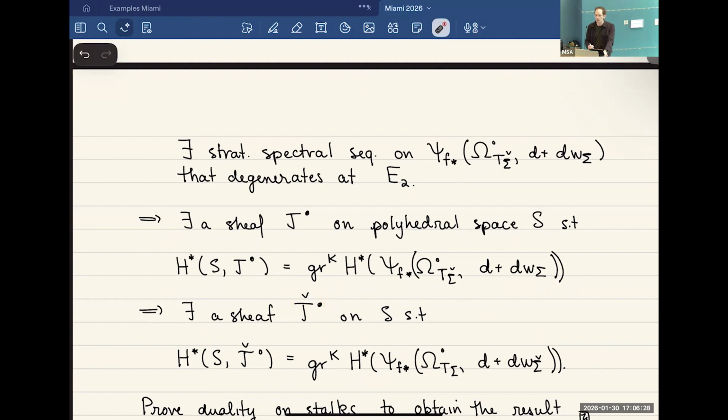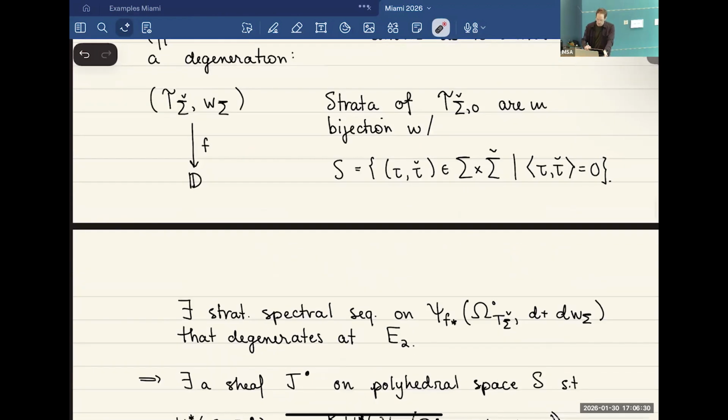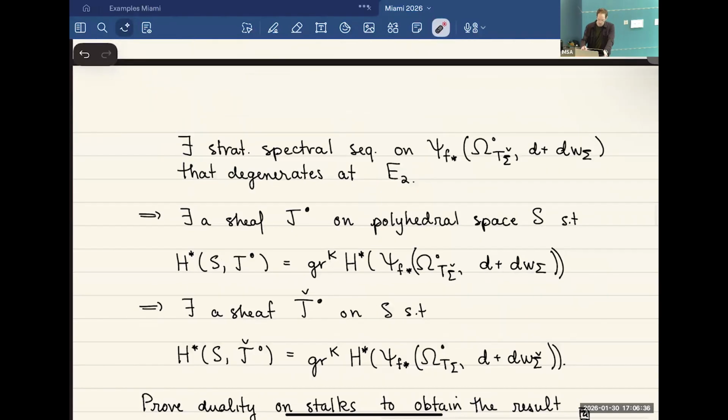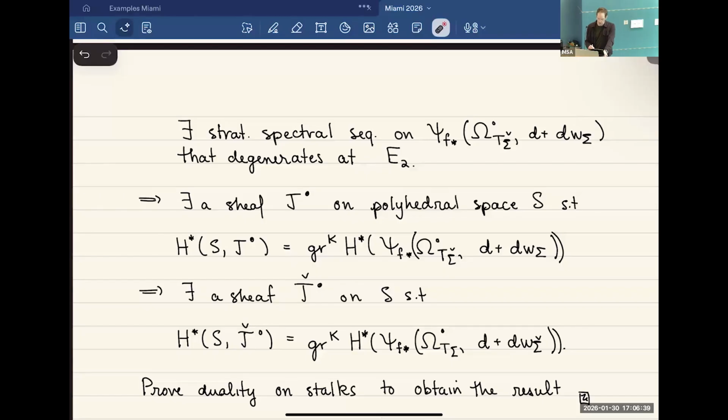And the sheaf lives on exactly the same space. Since, I guess if you look at this not at all closely, you see that this doesn't depend on tau and tau check. And so you get another sheaf living on the same space that computes the cohomology of the nearby cycles of the twisted cohomology on the dual. You then check that duality holds on stalks to obtain this result. So this approach to proving this type of statement has appeared in several places in the literature.